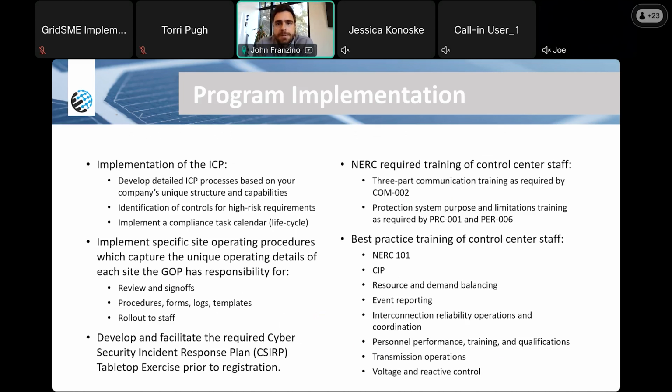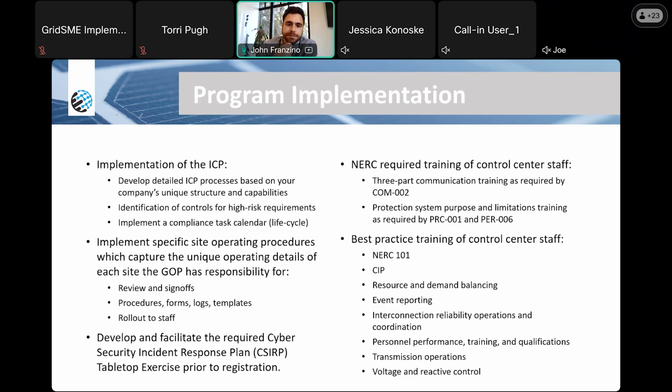And if you were on the previous session, I did mention that one of the things NERC is responsible for is certifications. However, for GOPs, there is no certification process for the control center. That only applies to TOP control centers and higher. And same thing on the personnel certifications. There is no NERC GOP, generator operator certification.